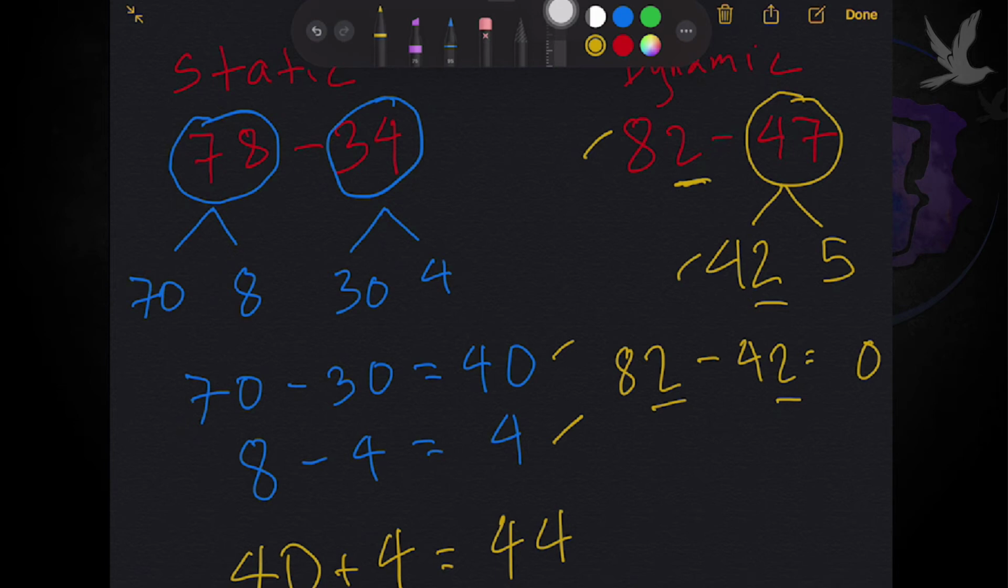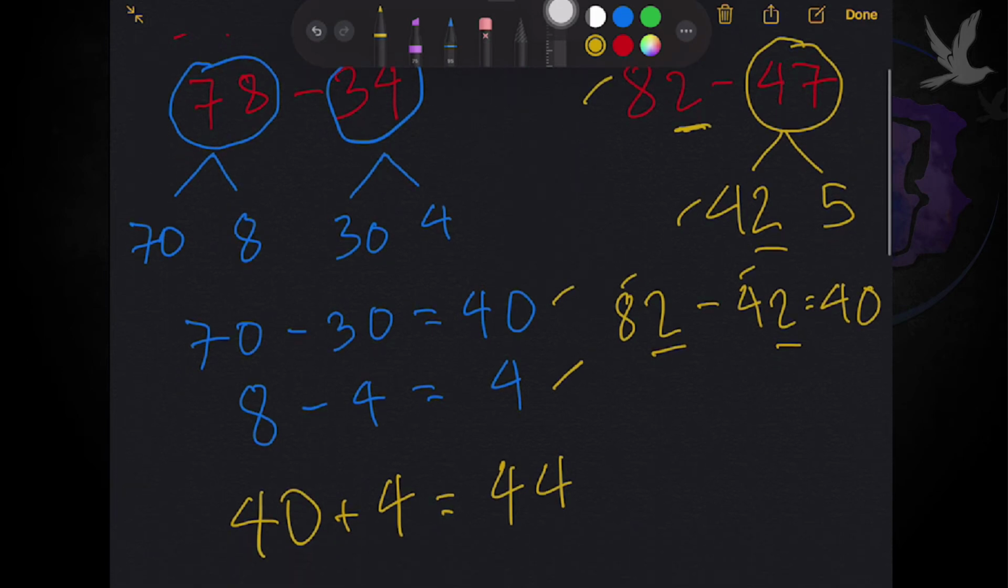All you have to deal with is the 8 and 4. 8 minus 4 will give you 4. So that's 40 in total. Okay? 40 in total. Then what do we do now? We have 40, and now we apply this number here. We're going to subtract that 5, which will leave us 35. Okay, the answer for 82 minus 47 is 35.